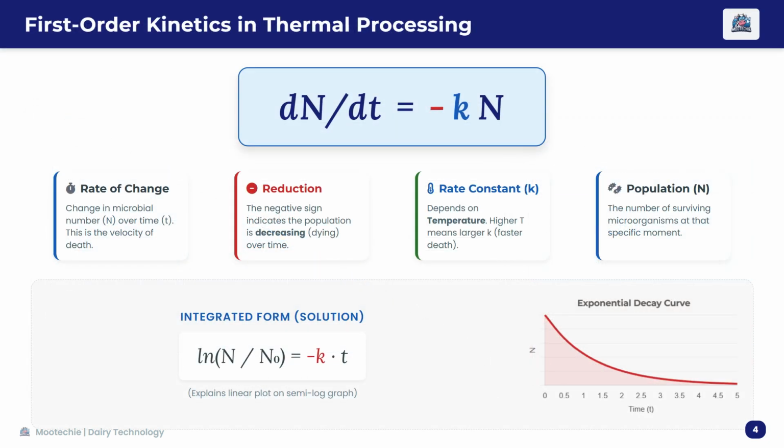This slide presents first-order kinetics. The rate equation is dN upon dt is equal to minus kN. Here, dN upon dt represents the rate of change in population. The negative sign indicates reduction. K is the rate constant, which depends on temperature. Higher temperature increases K, meaning faster microbial death. The integrated form is ln N upon N naught is equal to minus kt. This explains why the survivor curve appears linear on a semi-log graph.